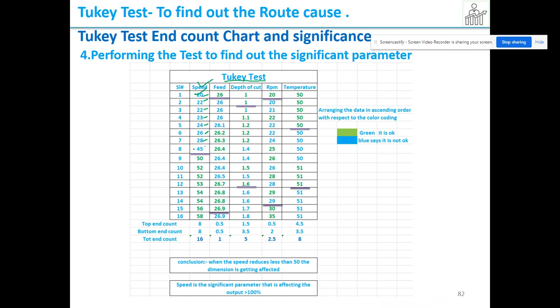When the data is jumping from 45 to 50, there is an okay part. I'm generating a continuously okay part. So therefore my top end count is 8. So this we got as the top end count.